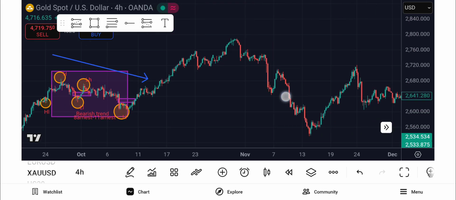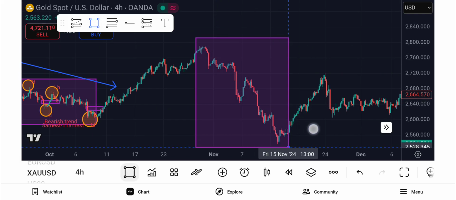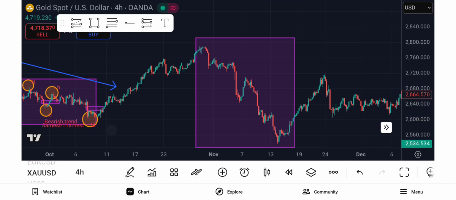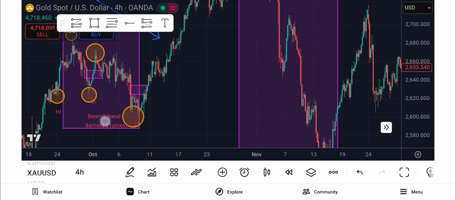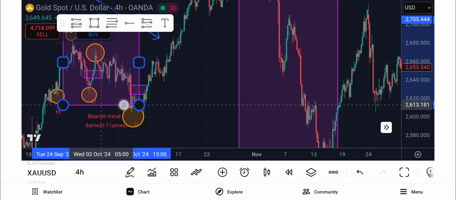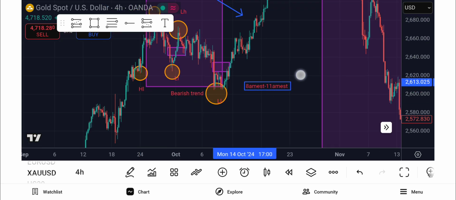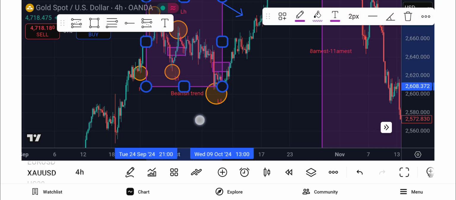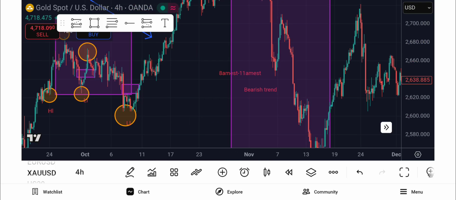But let's see if we can find more. Let's look at this one. Let's just focus on this one itself. I'm pretty sure you guys already have a good understanding of the trend, so I'm not gonna really do much of it to save time on the other side. Alright, I'm just gonna carry over the bearish trend.